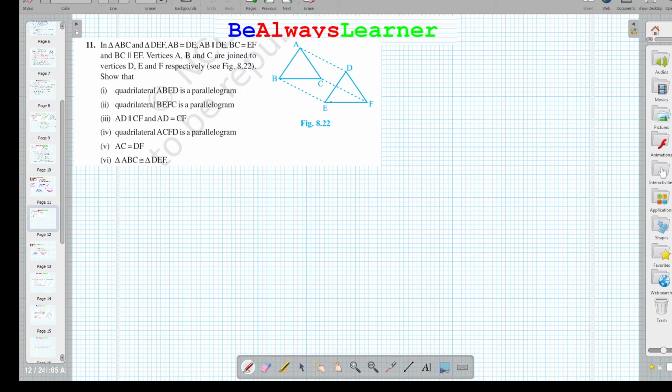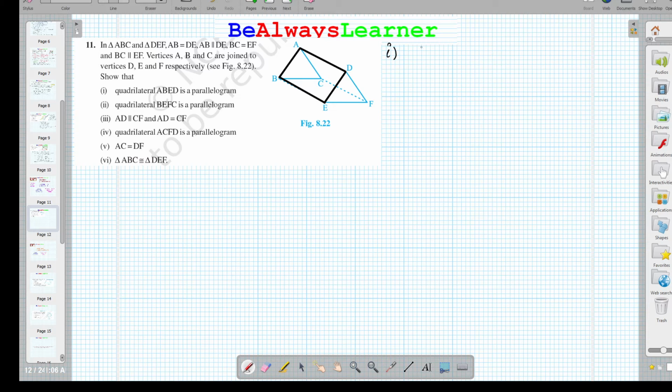First we have to show that ABED is a quadrilateral and is also a parallelogram. First of all, we are going to show it with the color that we want to show as a parallelogram. So we are starting with the first part.